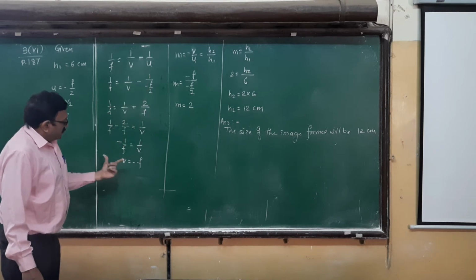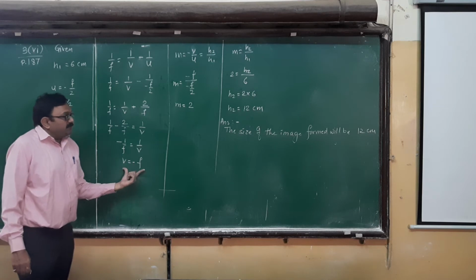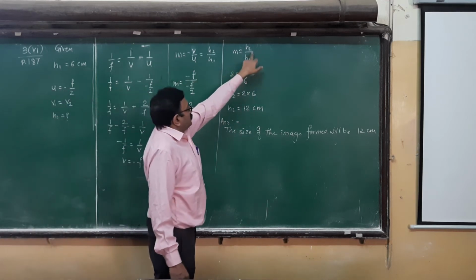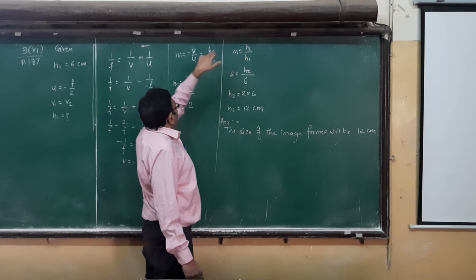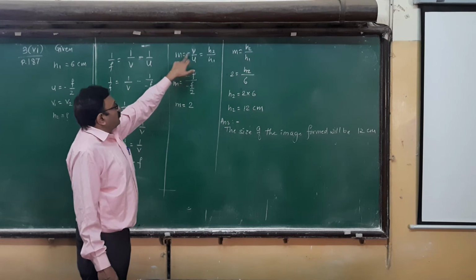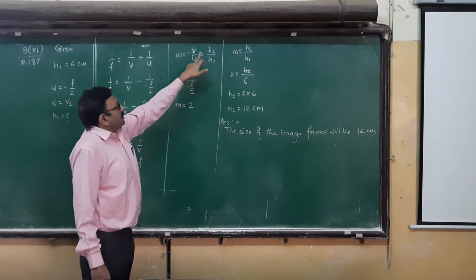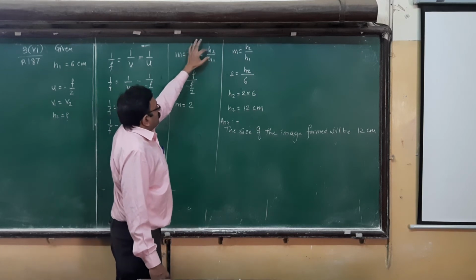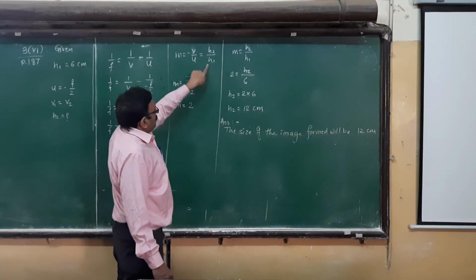By solving this, we get V is equal to minus F. Now we determine the value of this H2. To determine the value of H2, we require the magnification. We use the formula magnification is equal to minus V upon U. A similar formula is magnification is equal to size of image to the size of object.